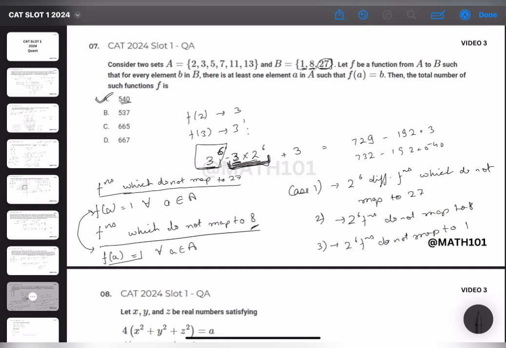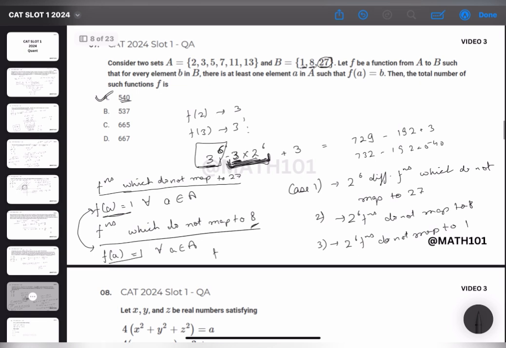So we subtracted all these functions separately here, 2 to the power 6 into 3. But what happens is this f equals to 1. So fx equals to 1 and fx equals to 8 and fx equals to 27. For all x in A, these three functions would be included. fx equals to 1 would be included in both of these, fx equals to 8 in both of these, and fx equals to 27 in both of these. So all these functions are subtracted twice, so we'll have to add them once. That's why we get this.